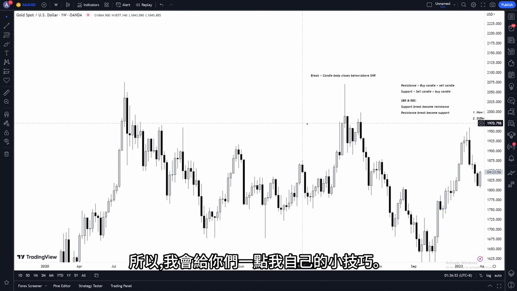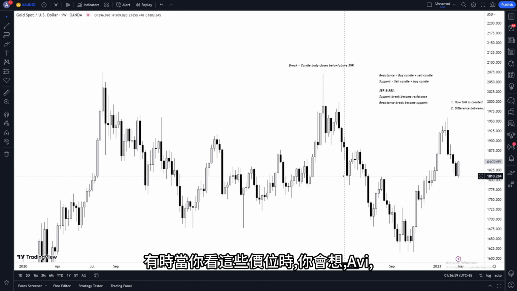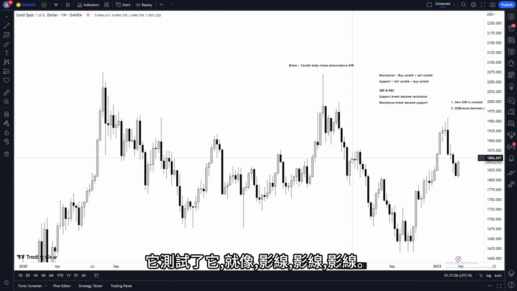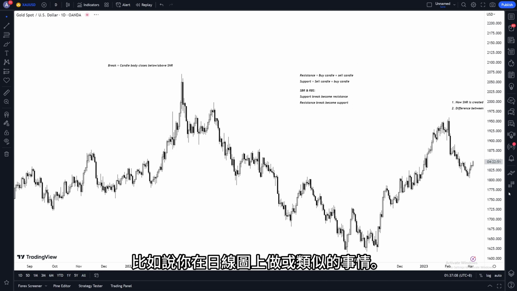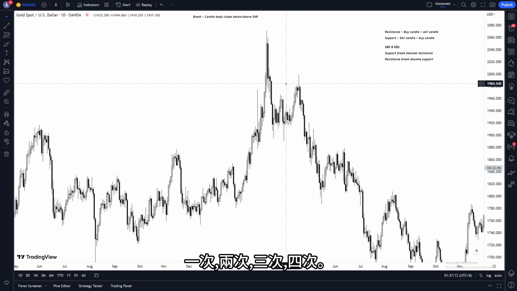I'll give you guys a little bit of my own tip. This is something I learned about fresh and tested levels. Sometimes when you look at these levels, you're wondering, Avi, it tested the levels so many times. Let's say you're on the daily chart and price has tested that area multiple times, one, two, three, four times. It's not as clean as something like this.